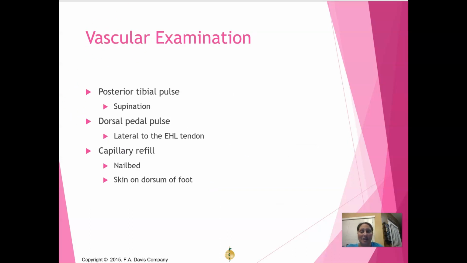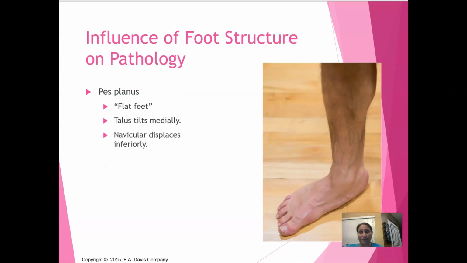Vascular assessment, either capillary refill, looking at the nail bed, dorsal pedal pulse, or the posterior tibial pulse. Okay. Again, now we're getting some better pictures of pes planus, or flat feet. It's where the talus tilts medially and the navicular displaces inferiorly.